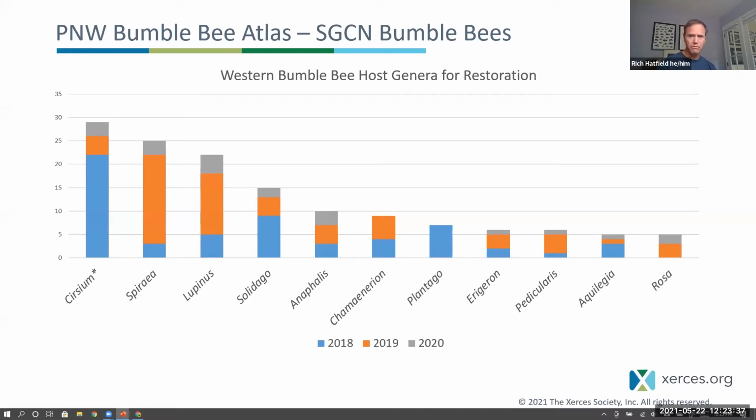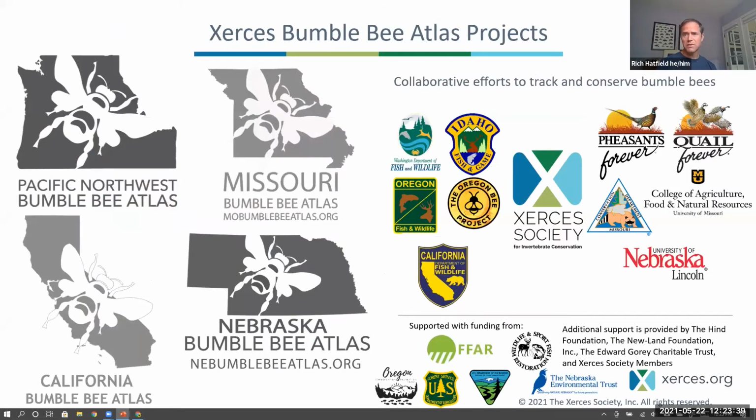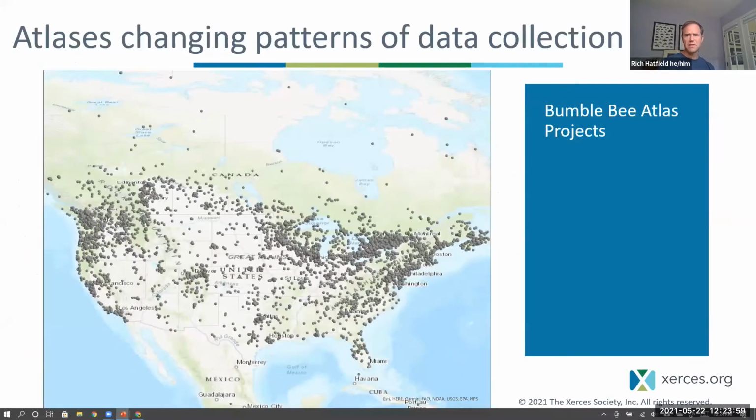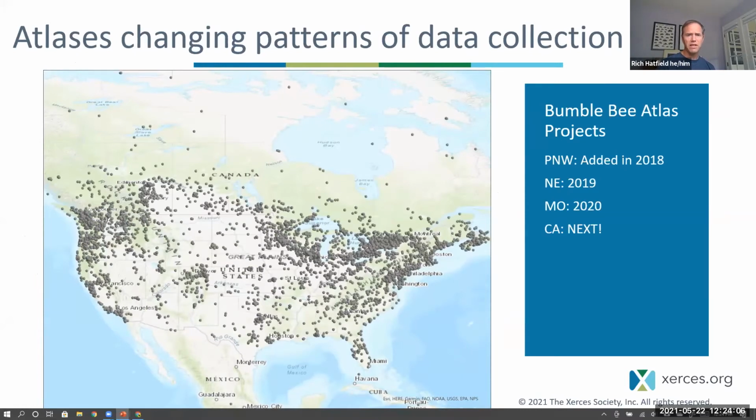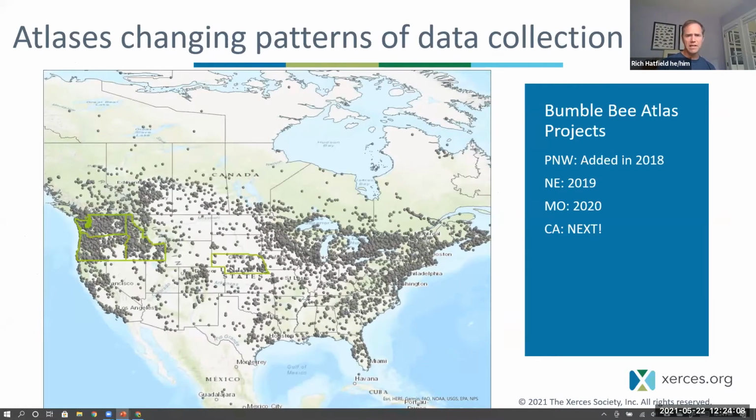And this project, the Pacific Northwest Bumblebee Atlas, has served as a model for other states. We launched the Nebraska Bumblebee Atlas in 2019 and the Missouri Bumblebee Atlas in 2020. And then in 2021, we will be launching the California Bumblebee Atlas, as Leif mentioned. And the really cool thing about these is that they are dramatically changing data collection patterns. So if you look at this map in the beginning, that's sort of Bumblebee data as it came in.